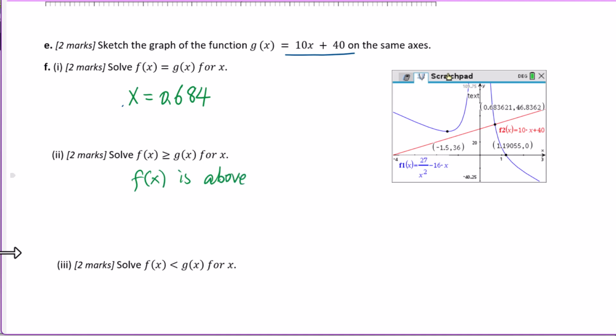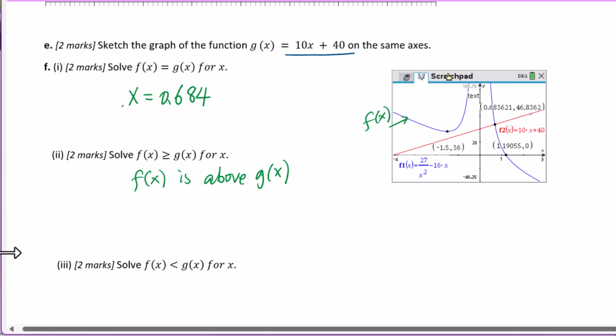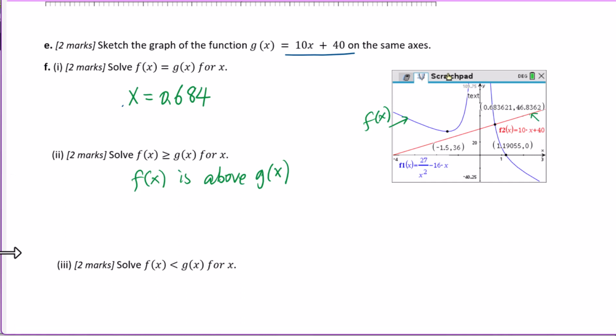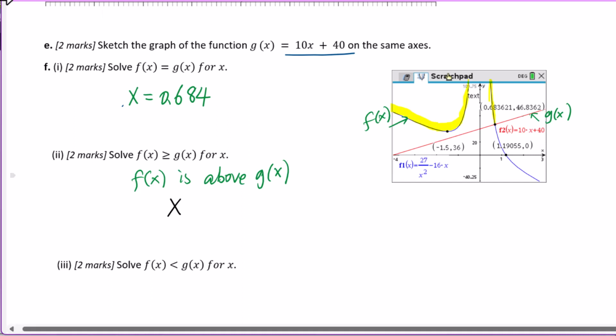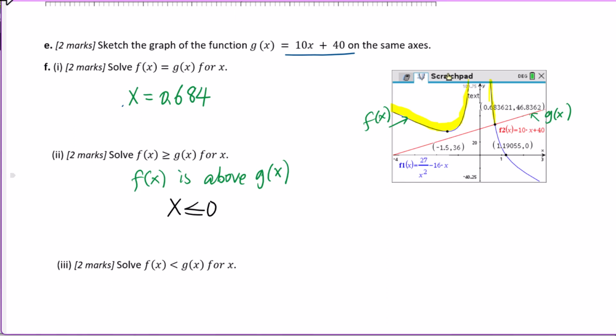F2, solve f of x greater than or equal to g of x, which means f of x is above g of x. This is f of x. This is g of x. This part of the graph is above g of x. When x is less than or equal to 0.684, f of x is greater than or equal to g of x.